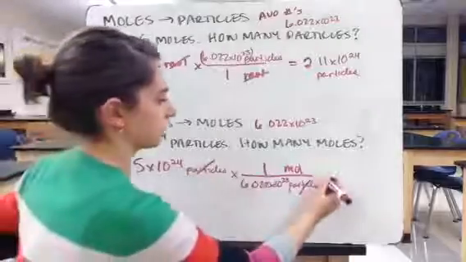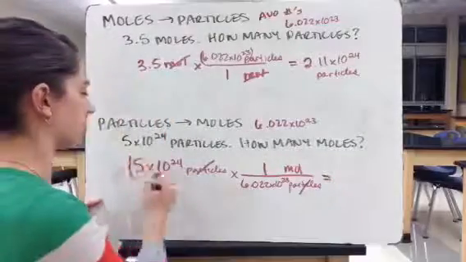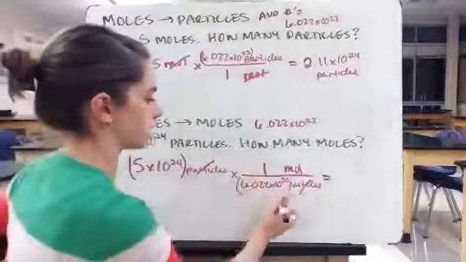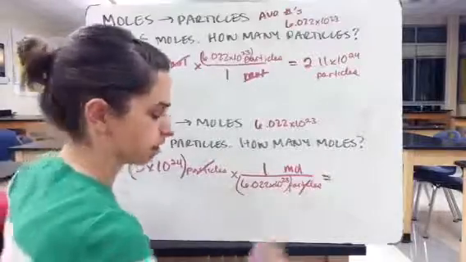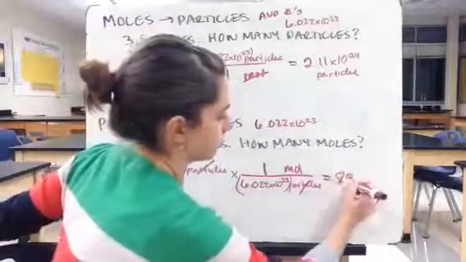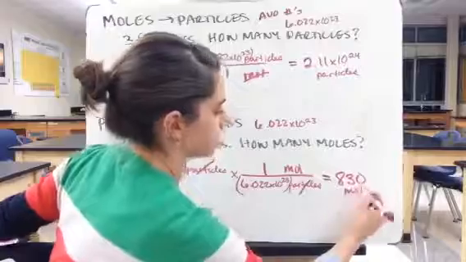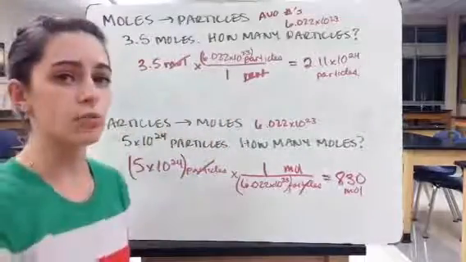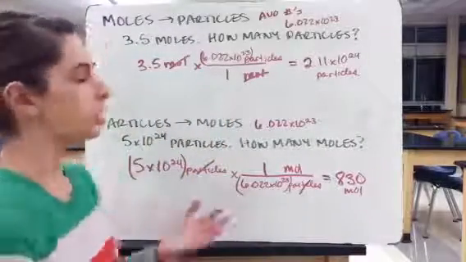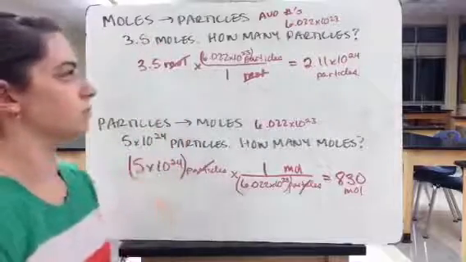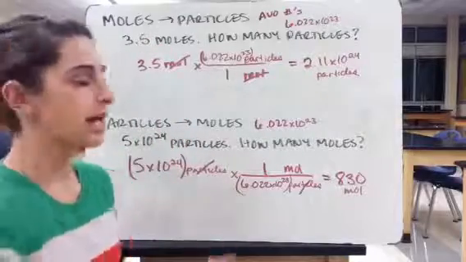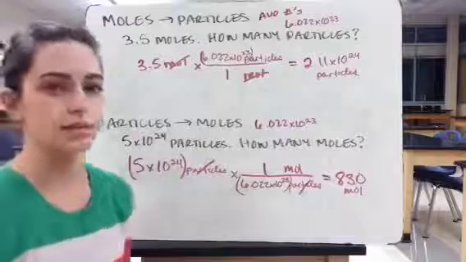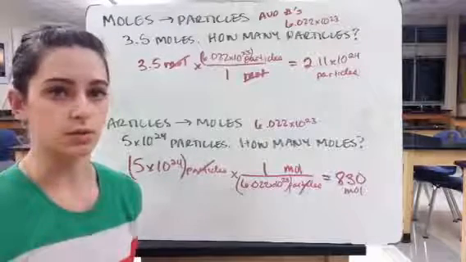When I divide those two numbers, again, be very careful with order of operations. I would suggest putting parentheses around everything. You get 8.30 moles. I want to point out a couple things. First of all, when we do the conversion between moles and particles and moles, in neither of these problems did I specify what substance we were looking at.